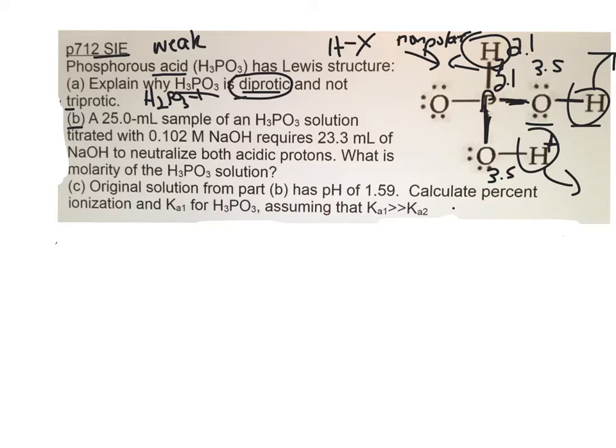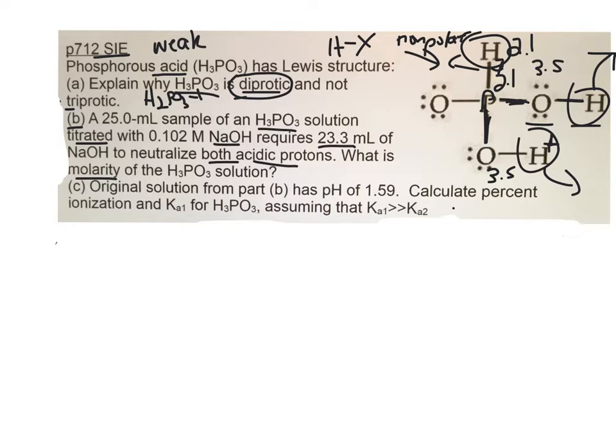Okay, so for letter B, you got a 25 milliliter sample of this weak acid. It is titrated, which means a strong base of 0.102 molar concentration requires 23.3 milliliters to neutralize both acidic protons. So meaning we go from H3PO3 to HPO3 2 minus, meaning you lose both protons. So what is the molarity of the H3PO3 solution?